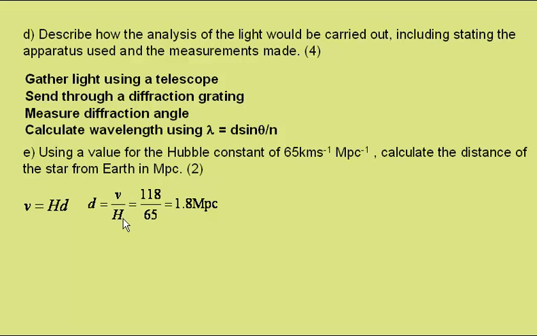Putting in the numbers, we have a recession velocity of 118 kilometers per second, and we have Hubble's constant of 65 kilometers per second per megaparsec, giving a distance to the object of 1.8 megaparsecs.